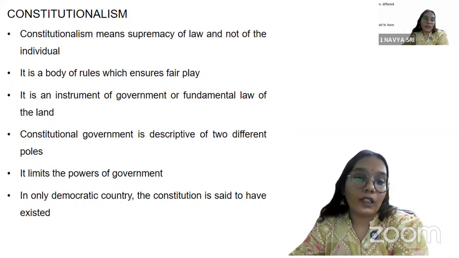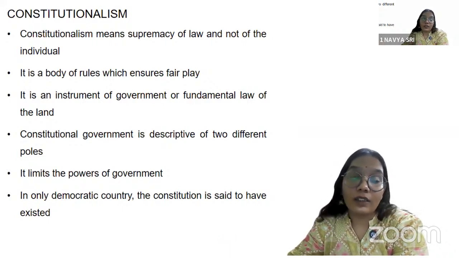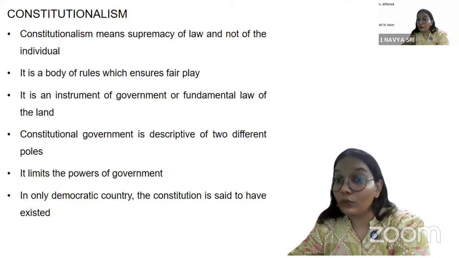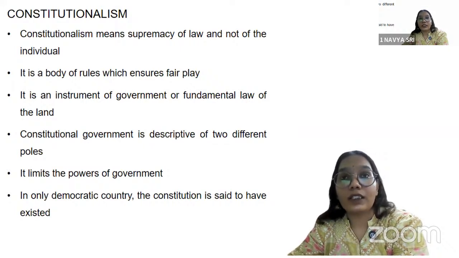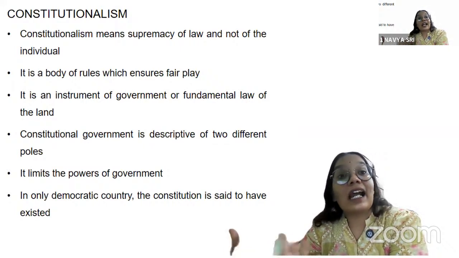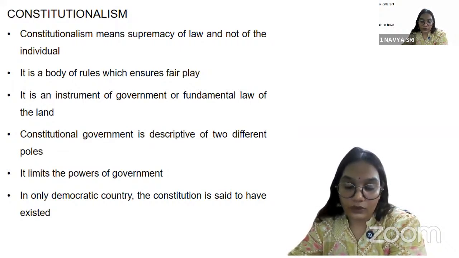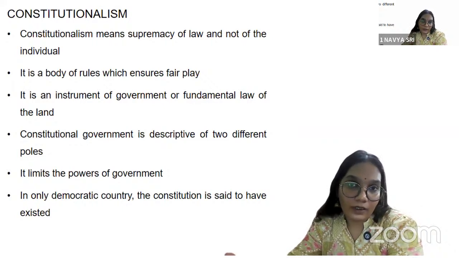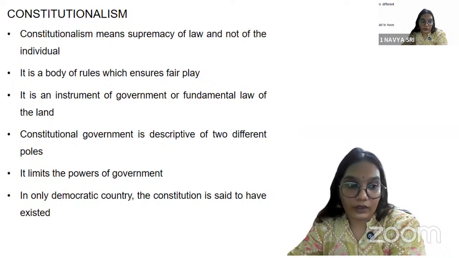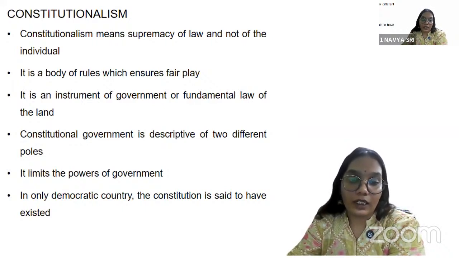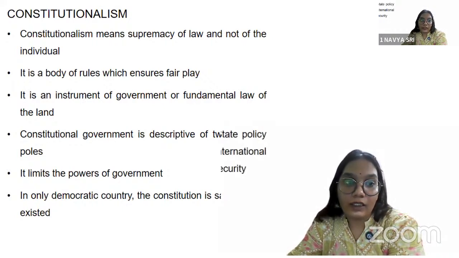And also it's an instrument of the government, or the fundamental law of the land. This line is very important. It's an instrument of government which helps the government with smooth functioning and the protection of the rights of the citizens. It's also the fundamental law of the land for that land to exist. And constitutional government is descriptive of two different poles. It limits the powers of the government, and also it helps the government to control the provisions. So only in a democratic country is a constitution said to have existed.